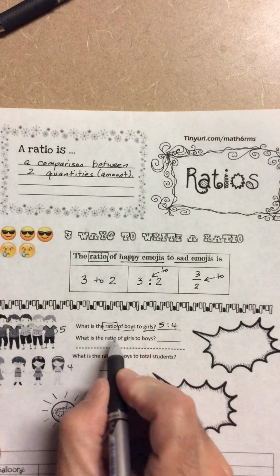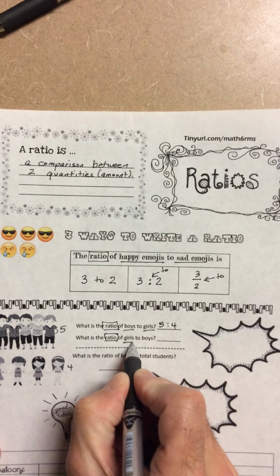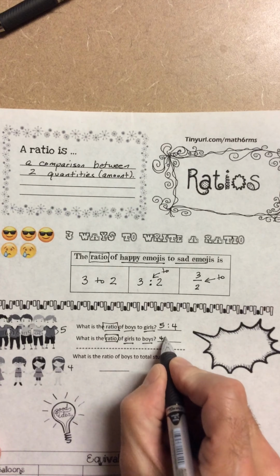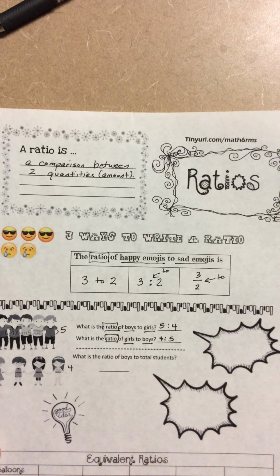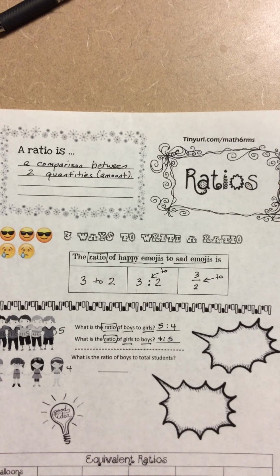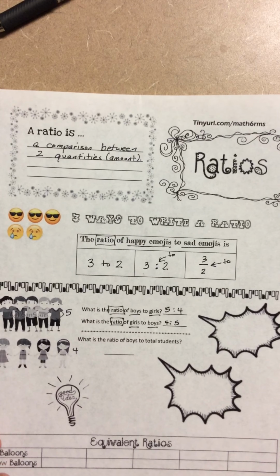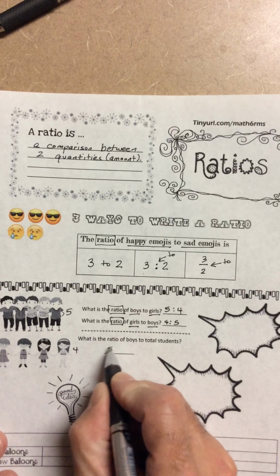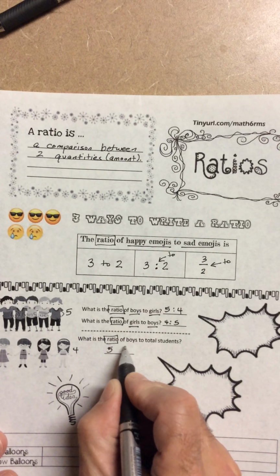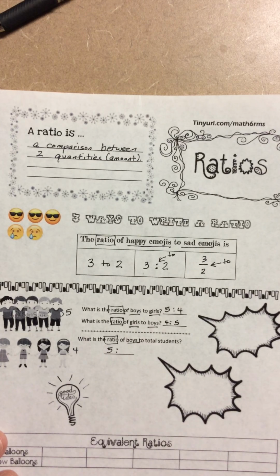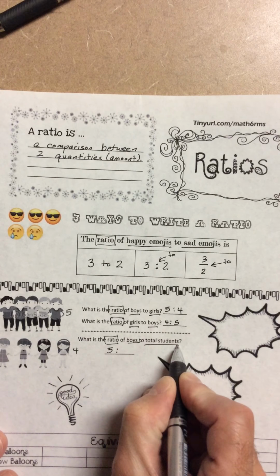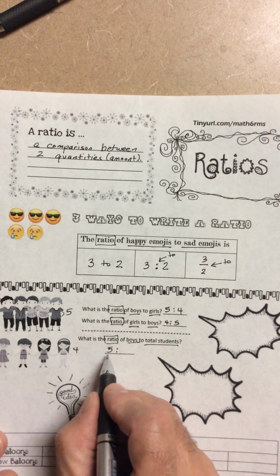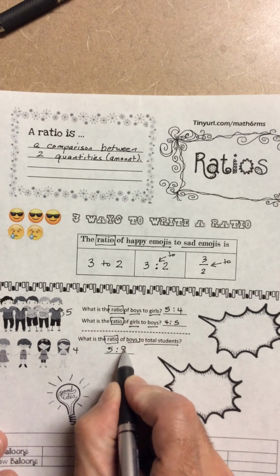The ratio of girls to boys, well, first I'd write 4 girls, and then I would write 5 boys. And the last for this section is what is the ratio of boys to total students. So I'm going to have to add the boys and the girls. So the ratio of boys to total is 5 to 9.